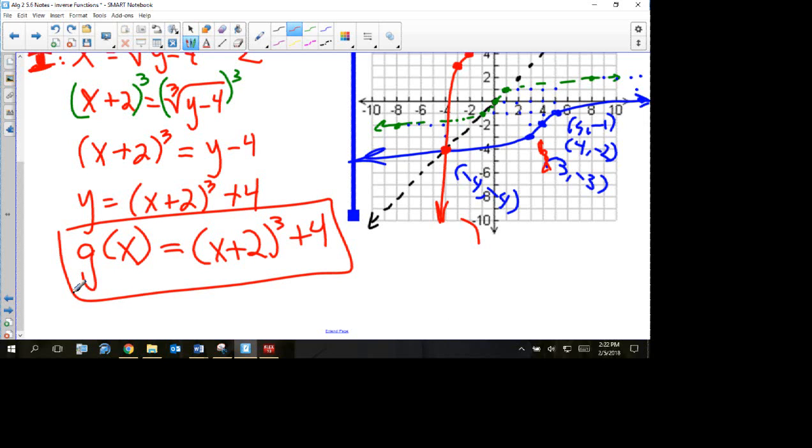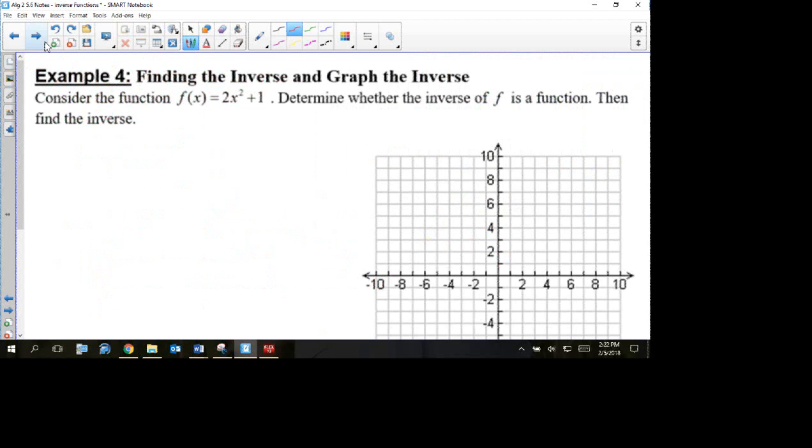Do all those same steps again with the next equation. Consider the function f of x equals 2x squared plus 1. Let's make that y equals 2x squared plus 1, and that's our original function.